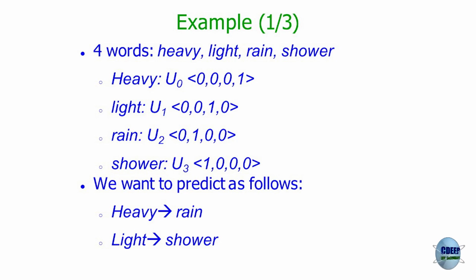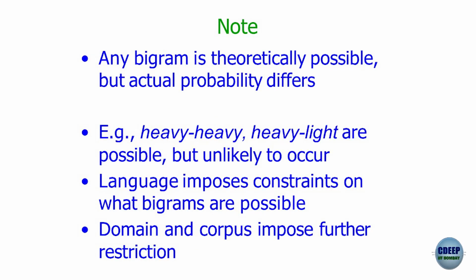Now, we want to predict as follows. If I see heavy, then I want to predict rain as a very likely contextual word. Let's say there is only one word in the context, heavy rain. And for light, the maximum probability should be going to shower. Given heavy, I can have heavy again as the output of the machine. I can have light, rain, shower, anything. But the probability of rain should be highest. Similarly, inputting light should give the highest probability to shower.